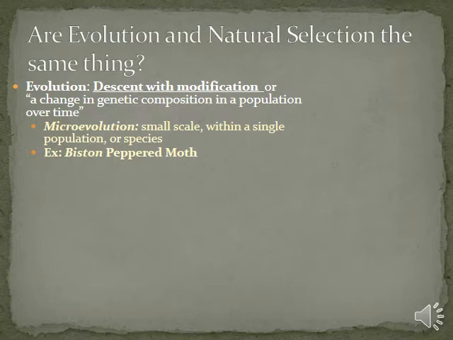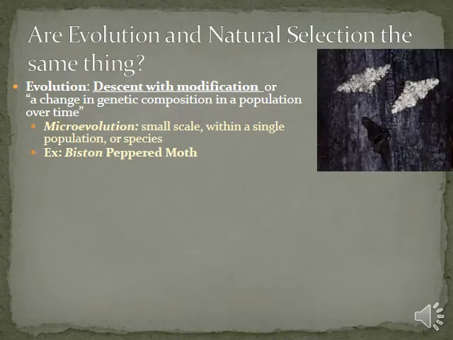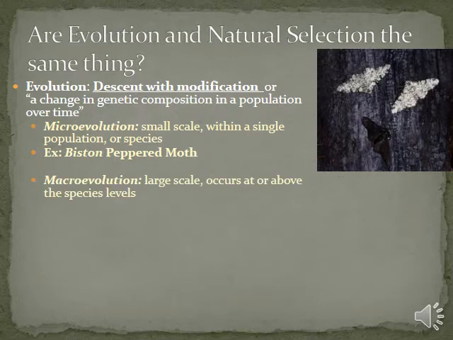So this is an example that occurred in industrial Europe, where following the Industrial Revolution, the trees around factories became darker, the bark did, such that one morph of this one particular species of moth stood out differently in the background versus what happened before. So that's a really common example of microevolution, or evolution within a single population or species, or on the small scale.